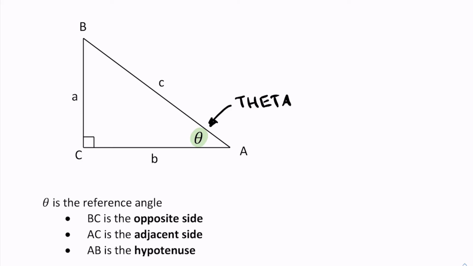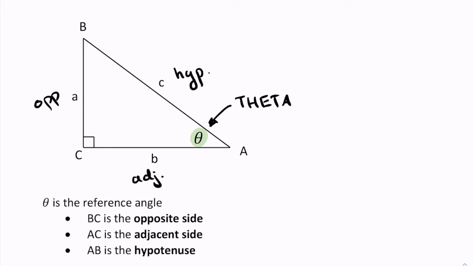Relative to theta now, we can define the other sides of this triangle. So side BC, which is over here, we call this the opposite side. I'm just going to write in OPP for opposite. The side AC, which is this one over here, we call this the adjacent side, or let me write that as ADJ. And finally, we have the line that is opposite the right angle, and that is called the hypotenuse, or we can just write HYP.